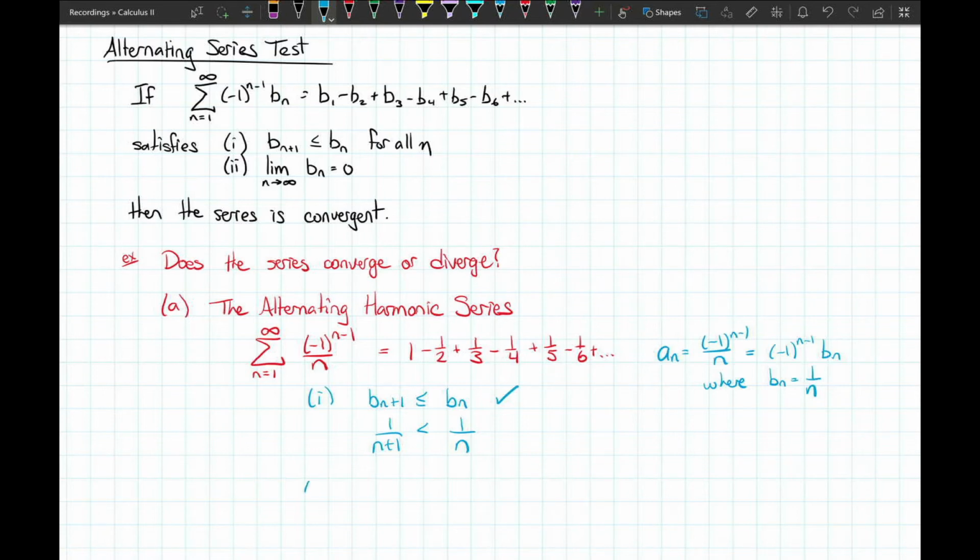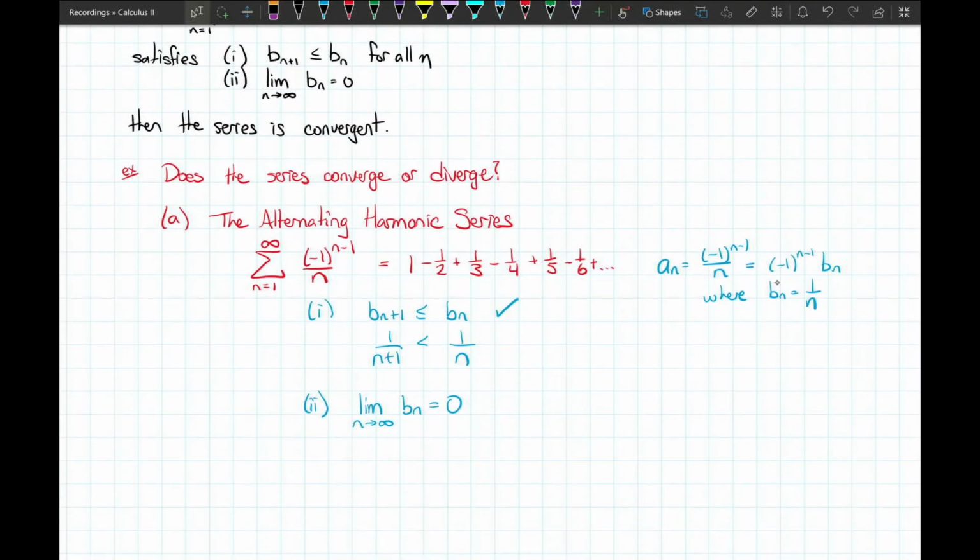But what about the second? We also need to show that the limit of each term's b_n component goes to 0 as n goes to infinity. So once again, ignoring that negative 1 to the n minus 1 factor, we just need to check whether or not the limit of 1 over n as n goes to infinity equals 0. Sure enough, it does. So it satisfies those two criteria. Now, if you notice, those two criteria alone weren't sufficient to show that the non-alternating harmonic series converges. It's actually only going to help us with the alternating harmonic series, and in fact, it does converge.